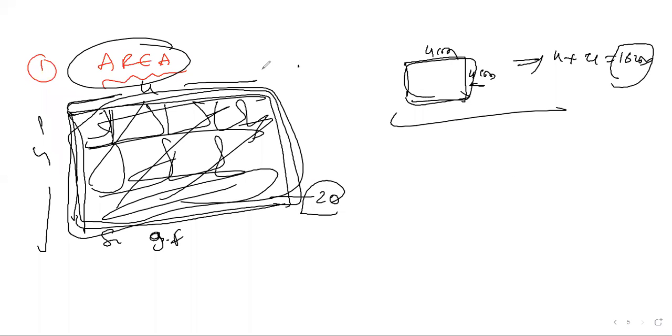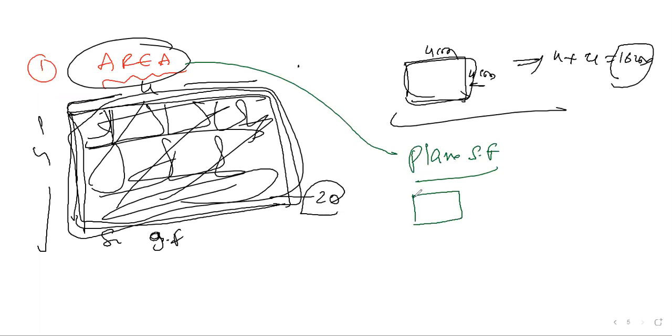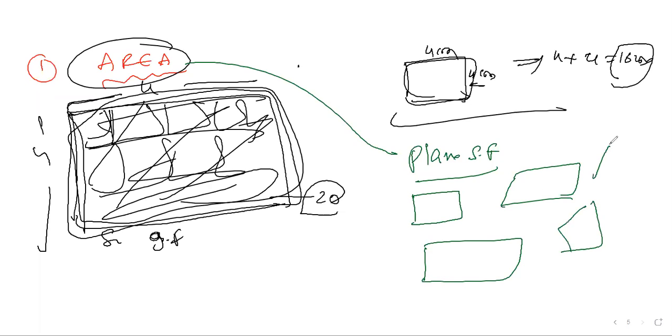The general area concept comes under plane surfaces only. Plane surfaces means a square, a rectangle, a parallelogram, a rhombus, and a kite. For these, the area concept will come. Next, where you get the surface area concept, that concept is called surface area.